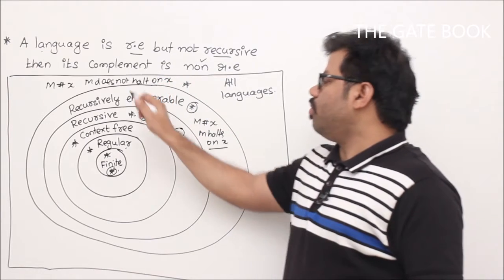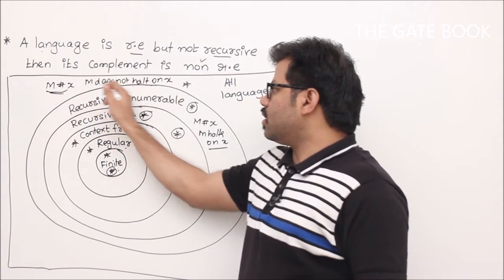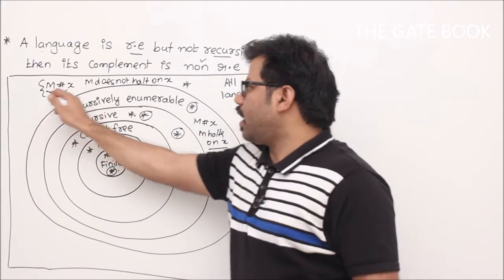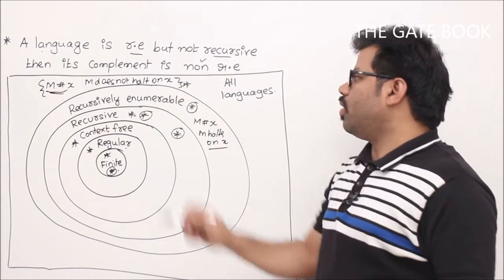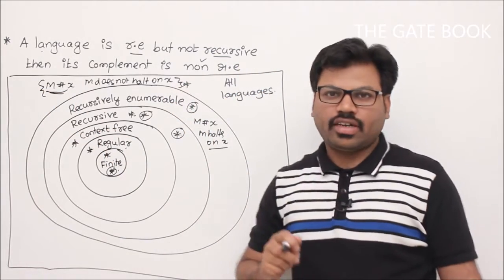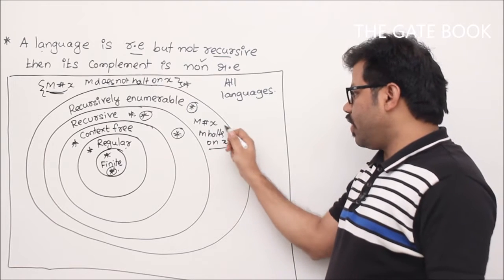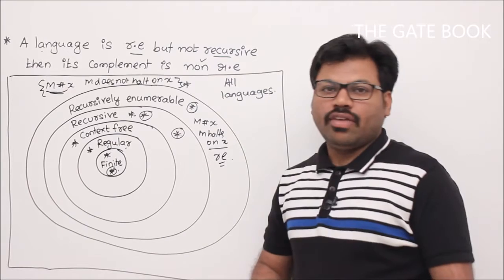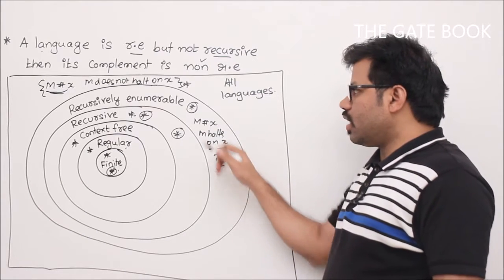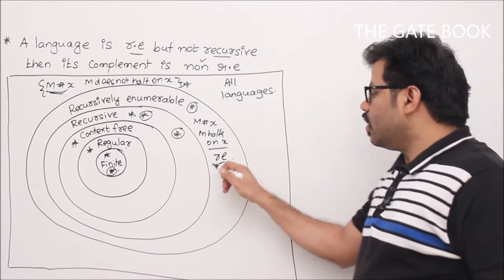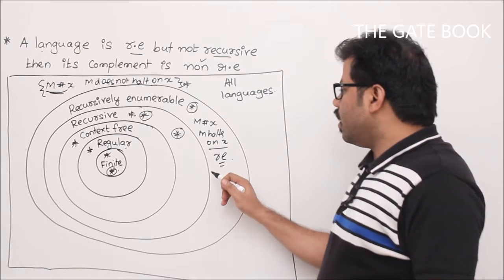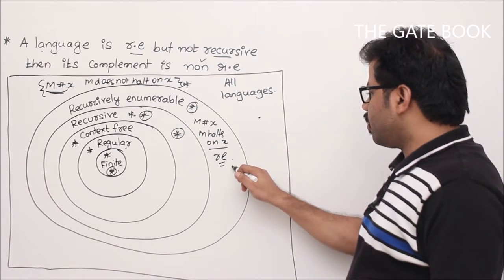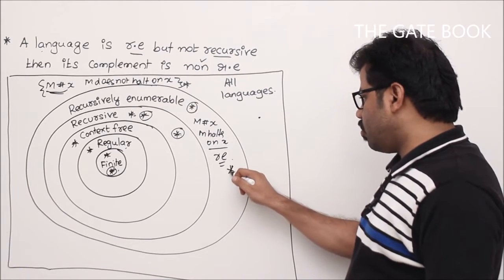Sir, why M hash X where M does not halt on X? Why is such a language not recursively enumerable? How can you say that? I am going to tell that. We know that M hash X where M halts on X is recursively enumerable, correct? But not recursive. Whenever you have a language which is recursively enumerable but not recursive, then its complement should definitely be either here or here. First of all, let me tell that point.